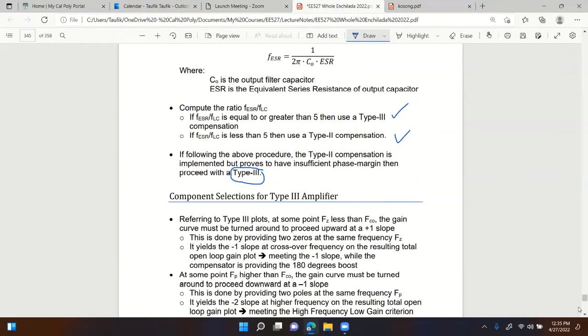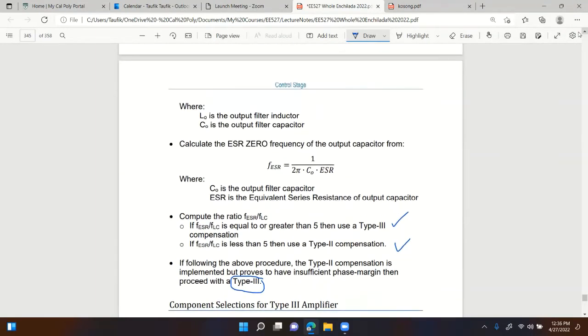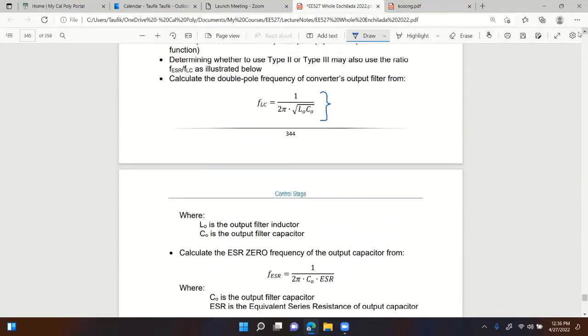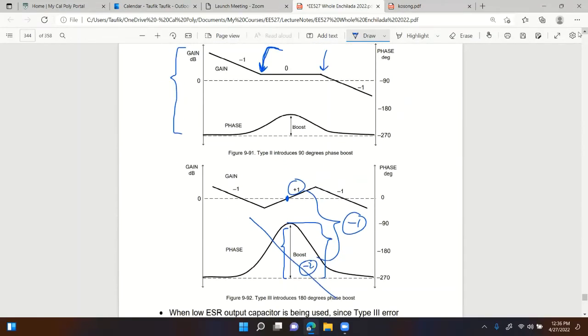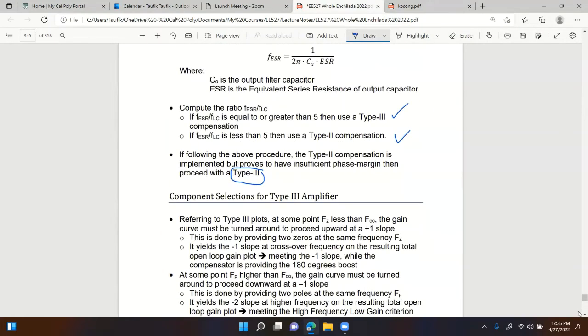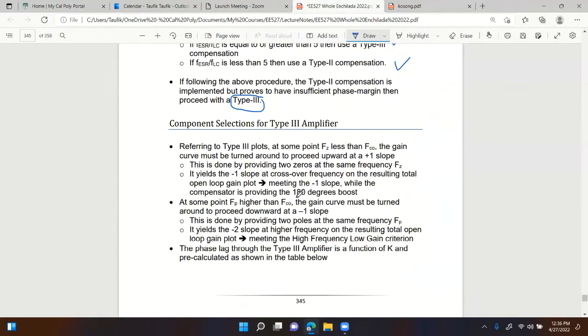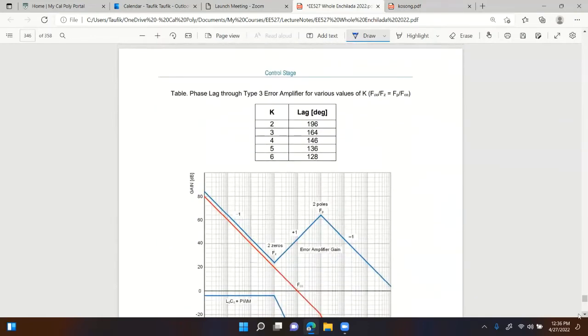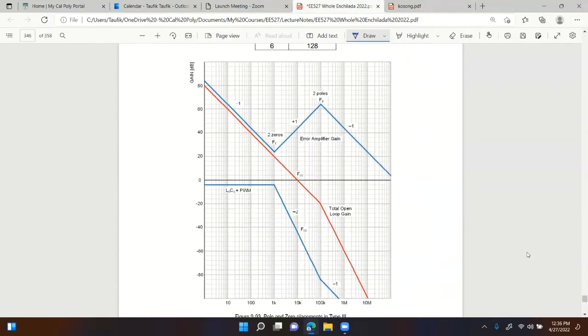So those are mostly concepts, right? Do you understand the concept now, hopefully, of why we need type 3? Any questions? All right. Component selections, referring to type 3 plots at some point of FZ. Do I have a plot? Yeah, right here. Yeah, right there. That's FZ, right?